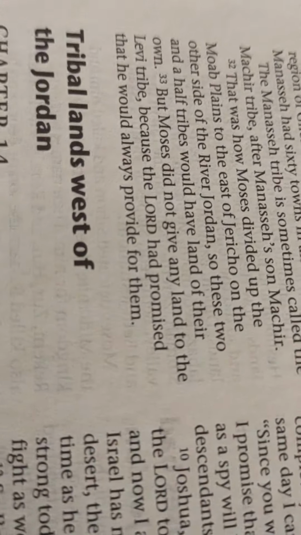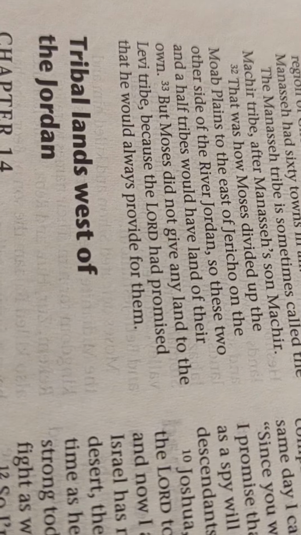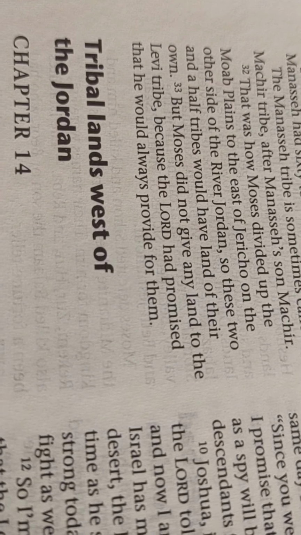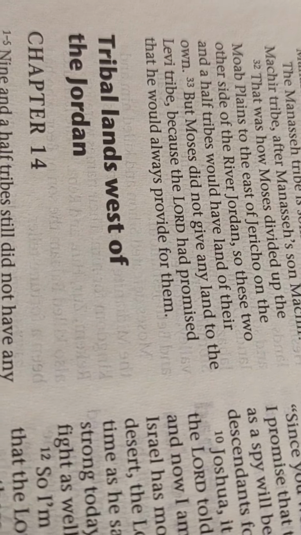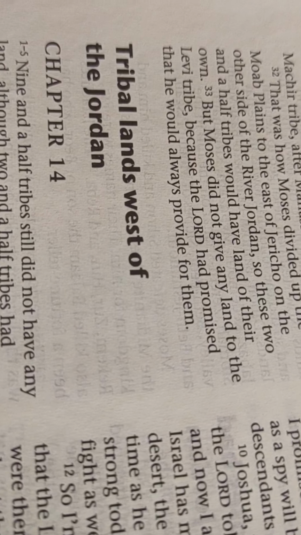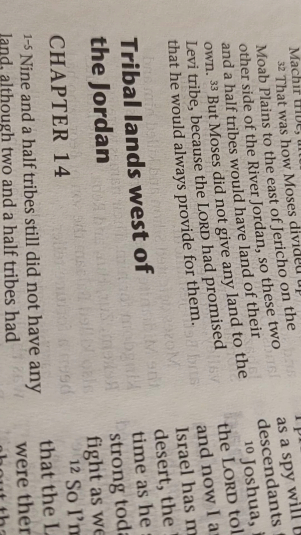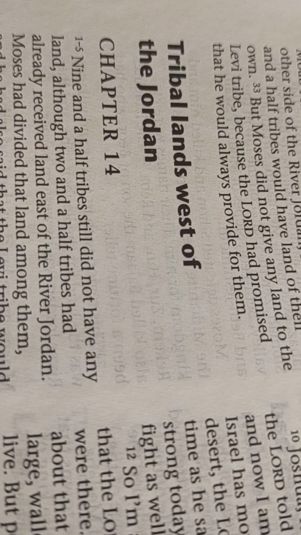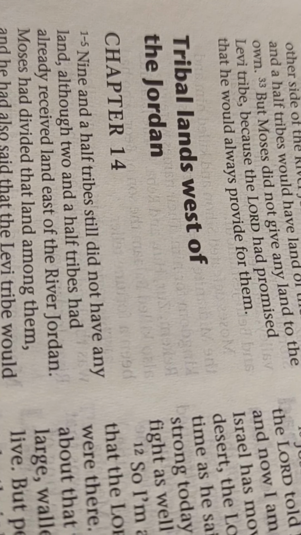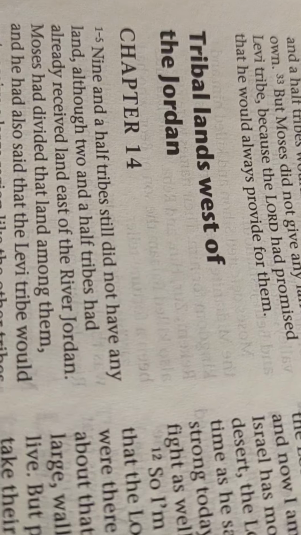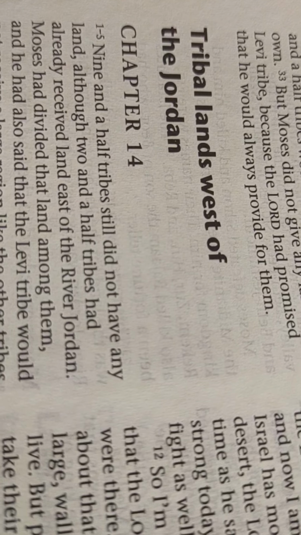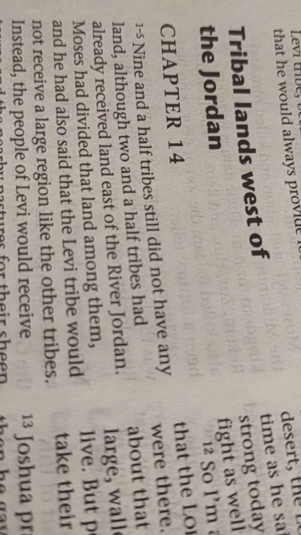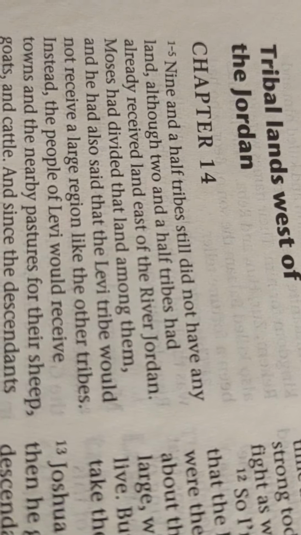That was how Moses divided up the Moab plains to the east of Jericho on the other side of the river Jordan. So these 2.5 tribes would have land of their own. But Moses did not give any land to the Levi tribe, because the Lord had promised that he would always provide for them.